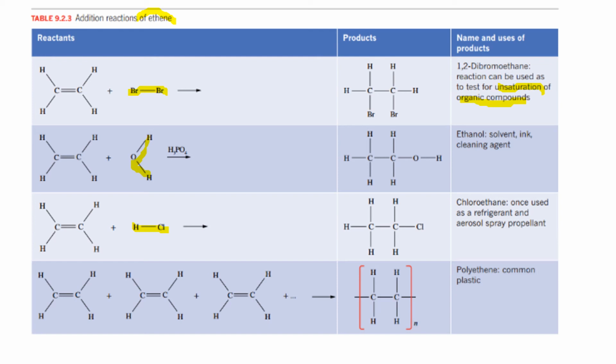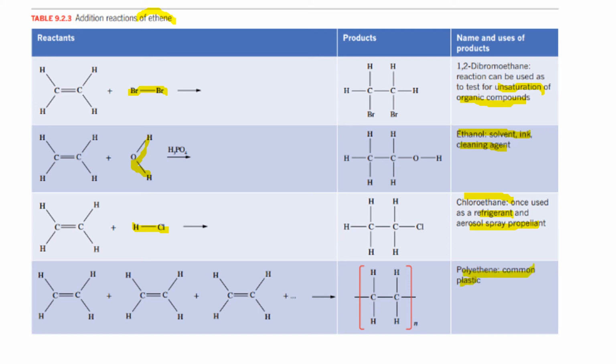If you add water molecules to that particular ethene structure, it will become ethanol. It's an ethanol solvent in a cleaning agent. If it's hydrochloric acid being added to the ethene structure, you get chloroethane. It's used as a refrigerant and aerosol spray propellant. If the ethene structures are adding to one another, you get what we call polyethene. They are used in plastic.